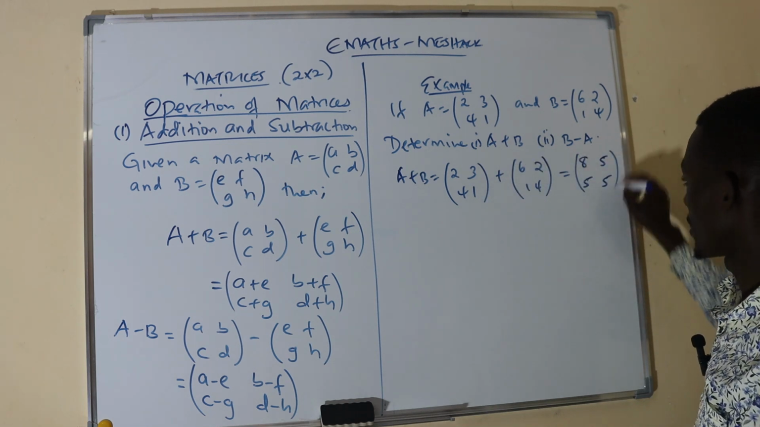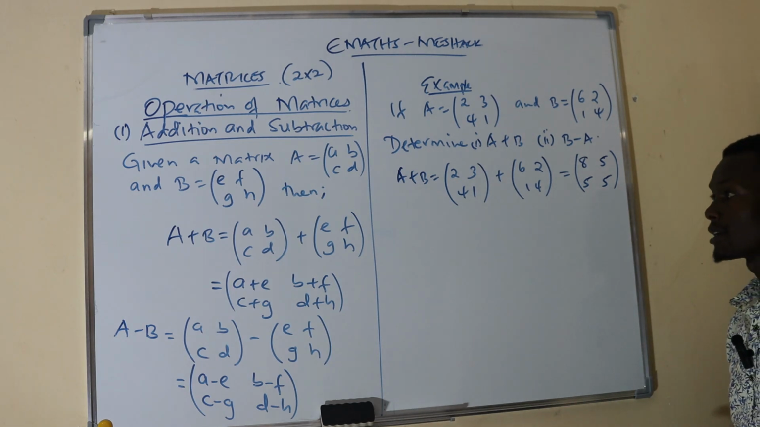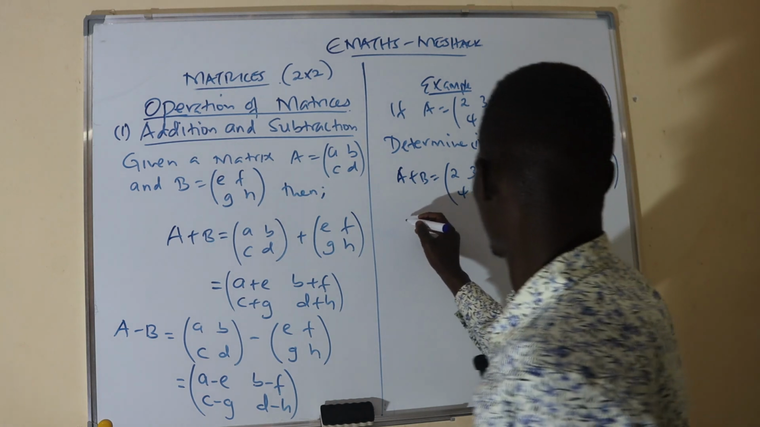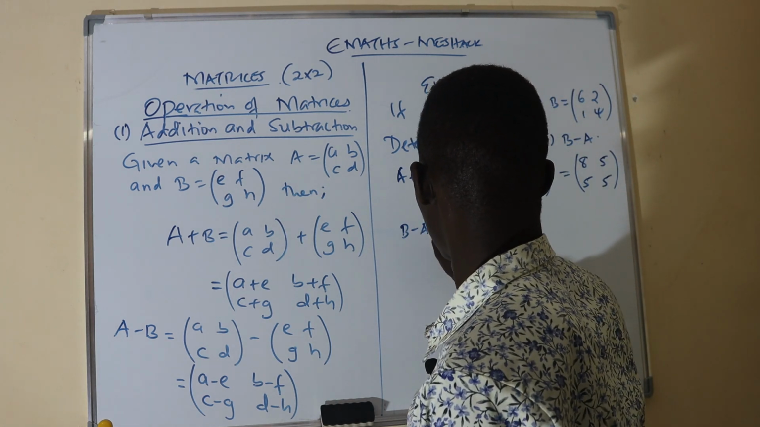Shall give us 5. So at the end of the day, that gives you A plus B. Now we come to the next. We have B minus A.